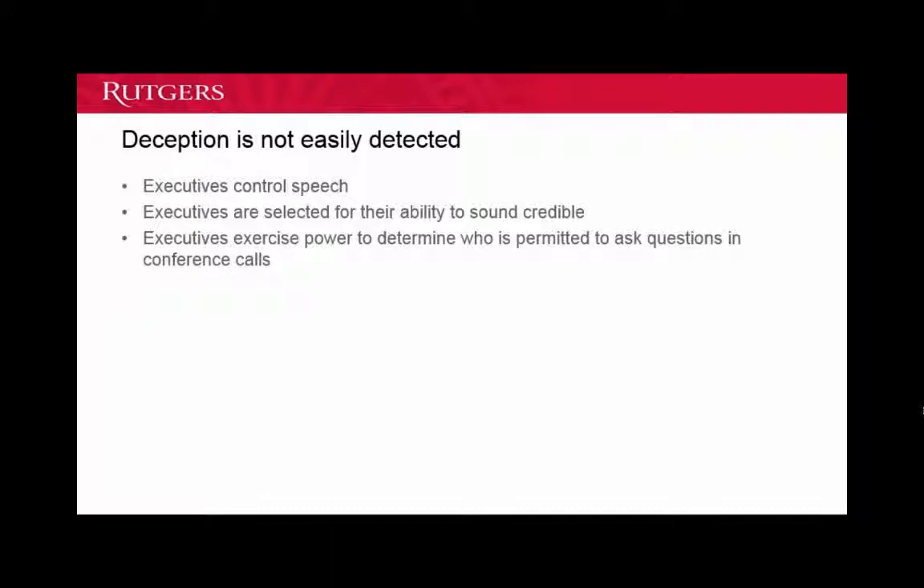Executives exercise power to determine who is permitted to ask questions in conference calls. Okay, so that's true, right? They don't come into these conference calls not knowing who's there or not knowing who's going to ask questions. Even the Q&A part is partially scripted, right? They know what questions are going to be asked, and they've even rehearsed for them. Okay.